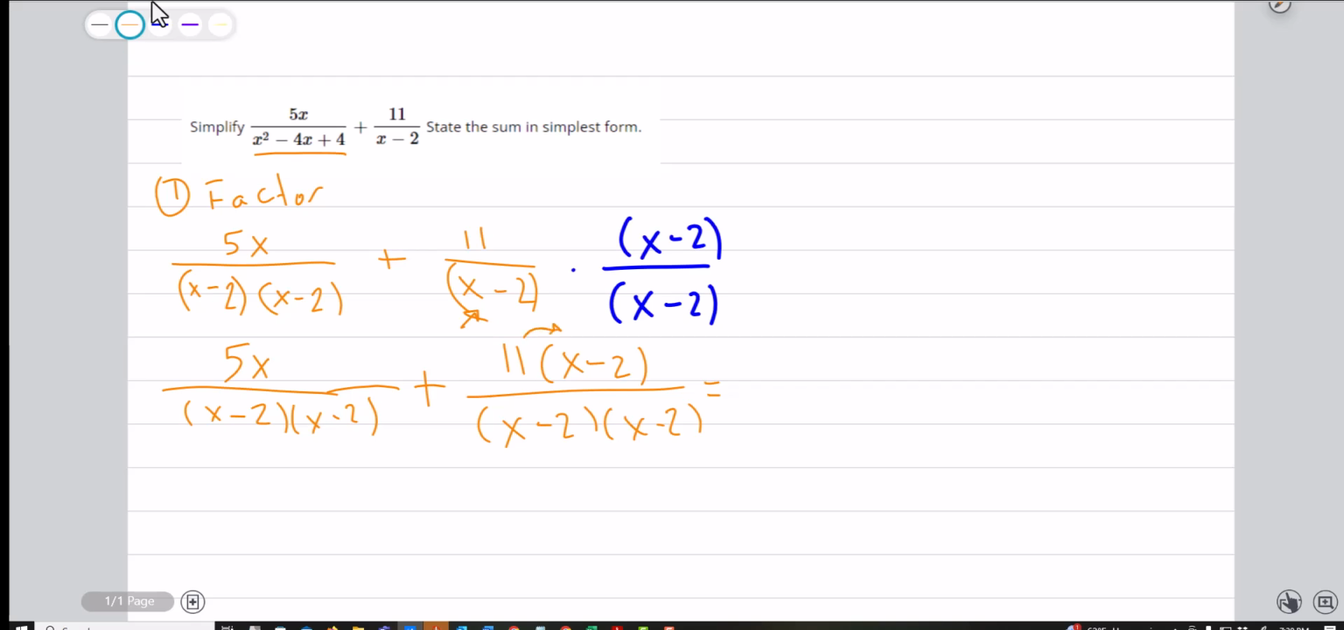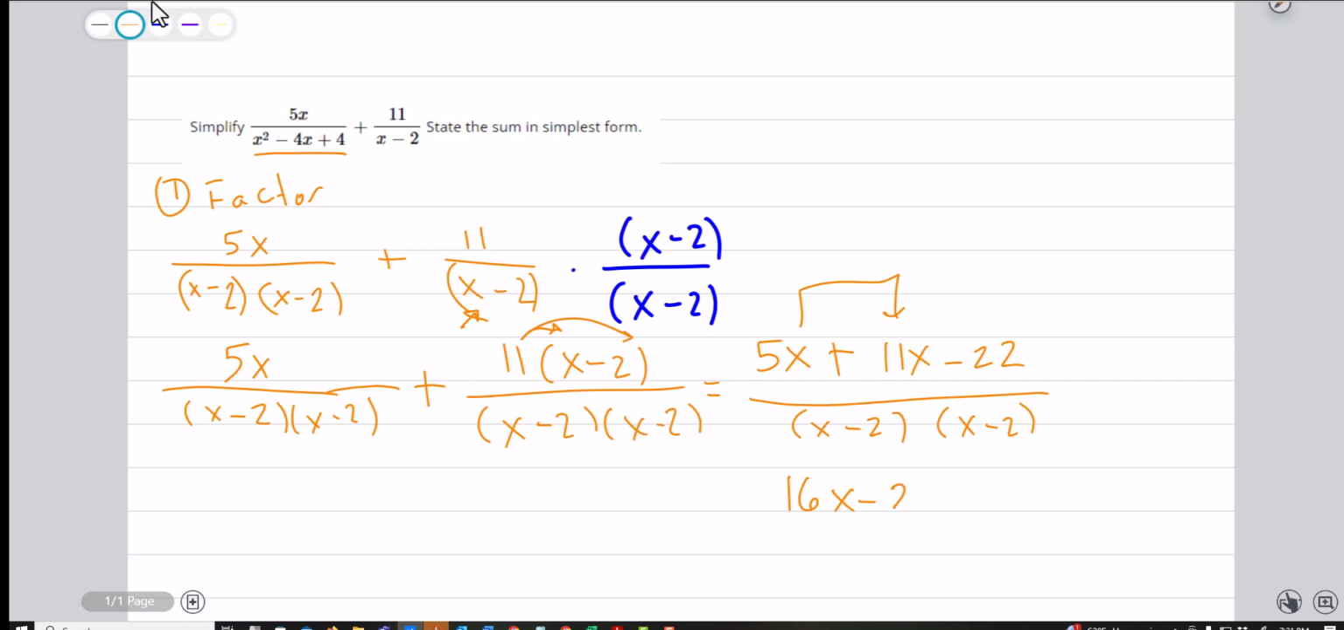I probably want to distribute this. So let me just put the 5x. I'm going to distribute 11 times x, which is 11x, 11 times negative 2, which is minus 22. And I can write this over the same denominator, since they have the same denominators now. And I can look for any common terms, so it looks like that would be 16x minus 22. And then the bottom, to make it look a little bit simpler, I can write that as a square, and that is the answer.